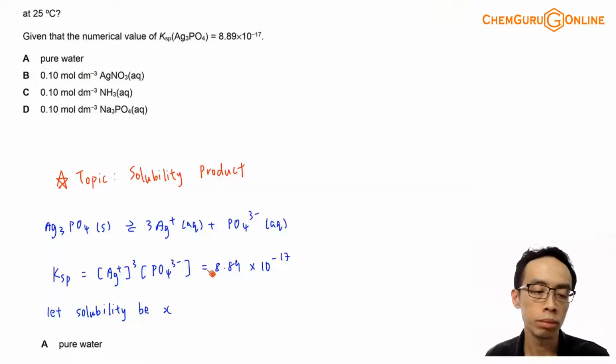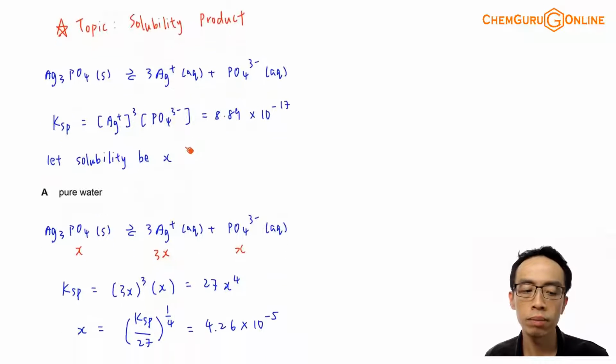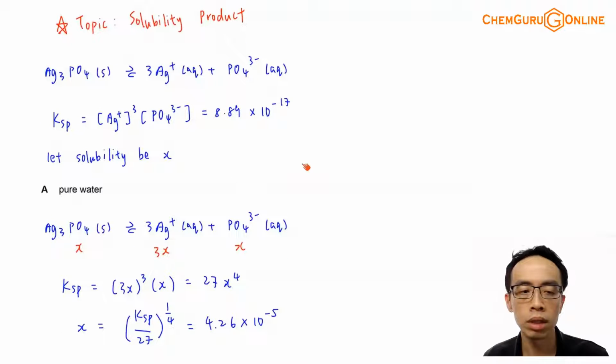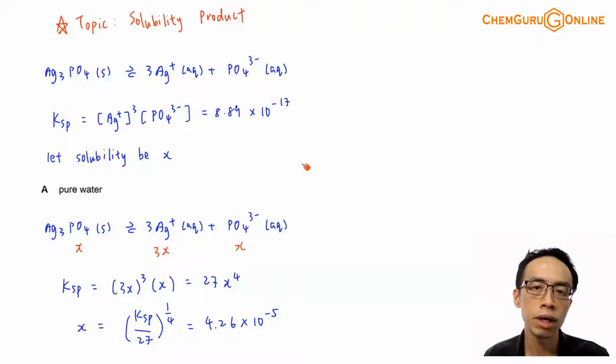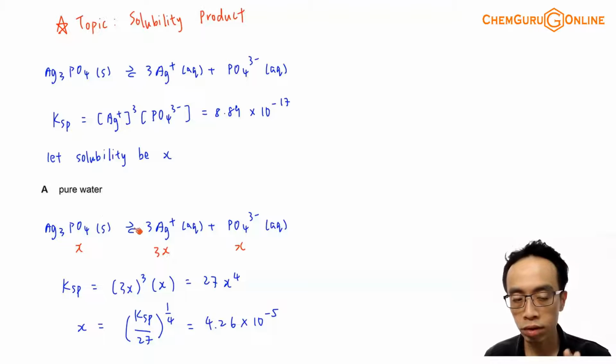And since we need to determine solubility in each case, let solubility be x, or any letter that we want to represent solubility. So the first one, part A: how do I determine solubility of this salt in pure water? This is the most straightforward question, because that is one of the first few things that we learn under solubility product. When you're given KSP, can you calculate solubility and vice versa? And obviously, we are referring to solubility in water when there's only that salt dissociating to give a saturated solution.